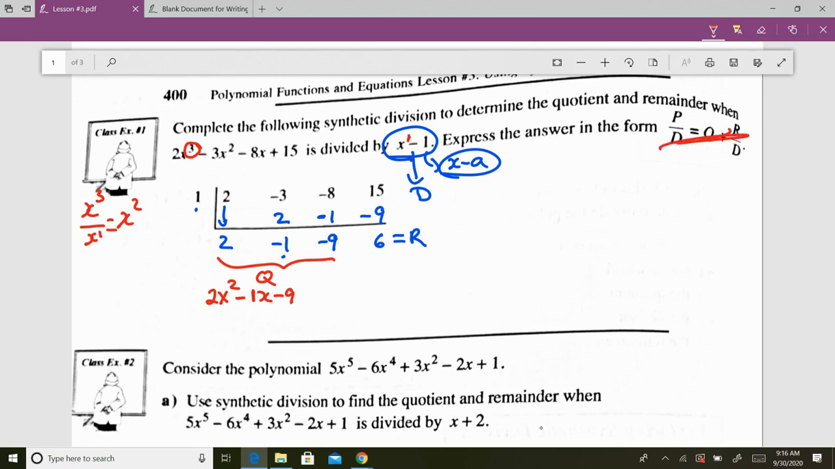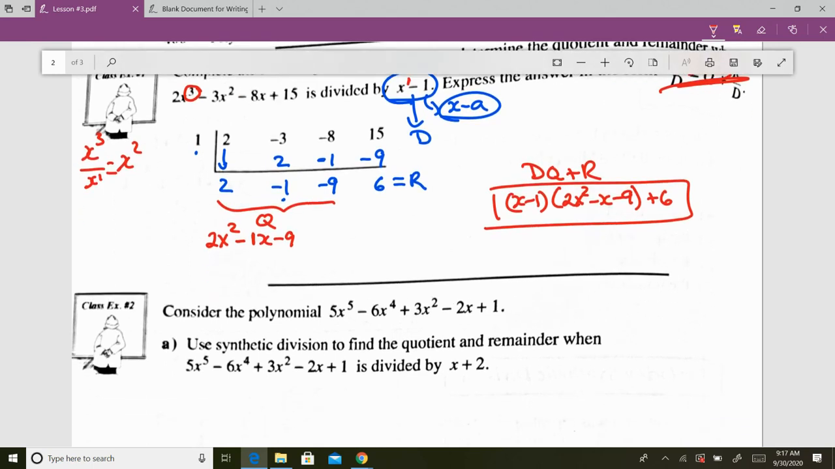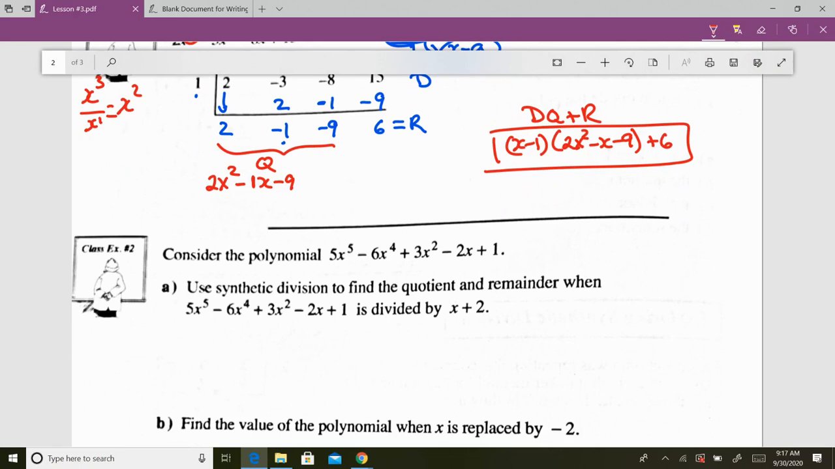So if we're going to write it, we're going to write dq plus r. So our divisor is x minus 1. Our quotient is 2x squared minus x minus 9. And the remainder is 6. There you go. Okay. You're always adding. You just put the coefficients on the inside, and the number that's on the outside is what makes your divisor equal to 0. Okay, we're going to do another one. But you can do it in one step. Even a long one like this.